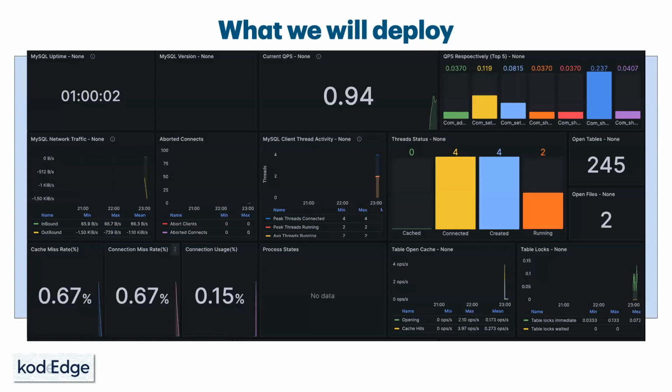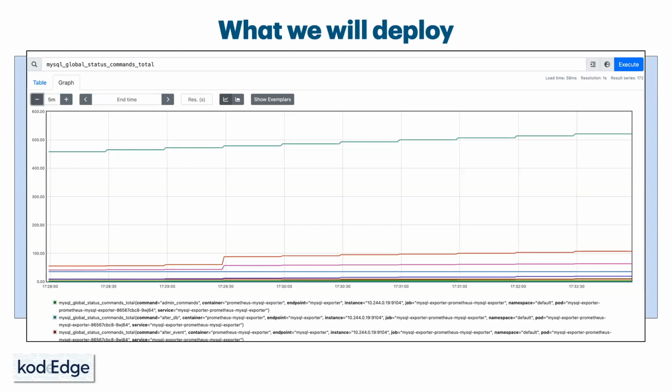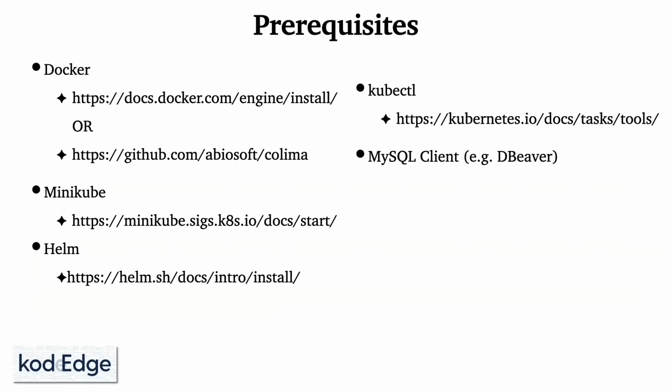So this is the chart we are going to create in Grafana for MySQL metrics, and we will also see the chart in the Prometheus UI. These are the prerequisites required for this hands-on. You should have Docker and Minikube installed on your machine for creating the Kubernetes cluster. Then Helm is required for installing the Helm chart. Then kubectl is required for Kubernetes commands. And last is a MySQL client, which is optional, and is used to connect to your database.